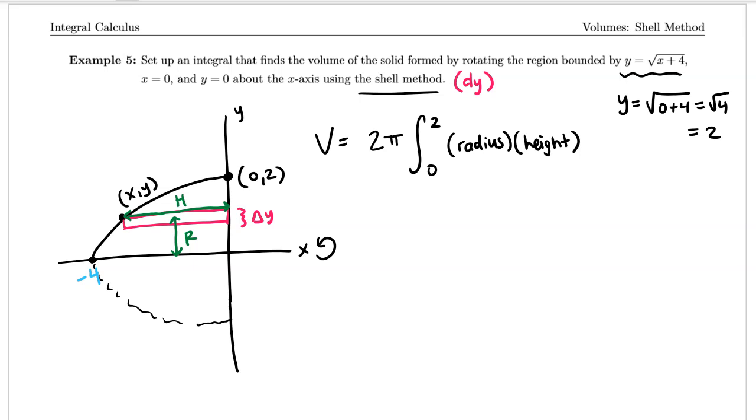Now be careful, our thickness here is dy because we're integrating with respect to y. And our radius should be y. So you have 2 pi times the integral from 0 to 2. Our radius, so this distance is y, which is our radius, so that's going to be y. And then what is the height? Now, be very careful here.